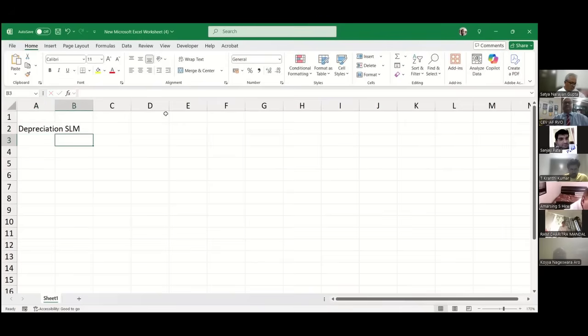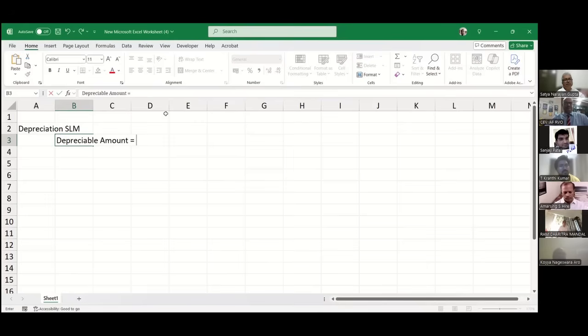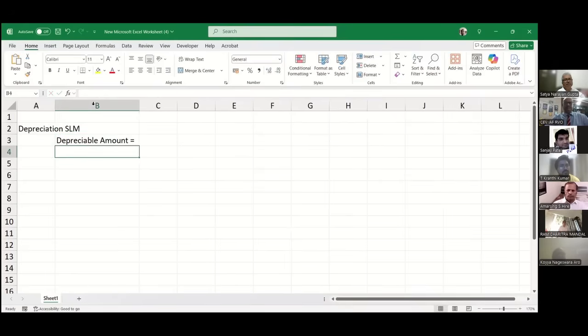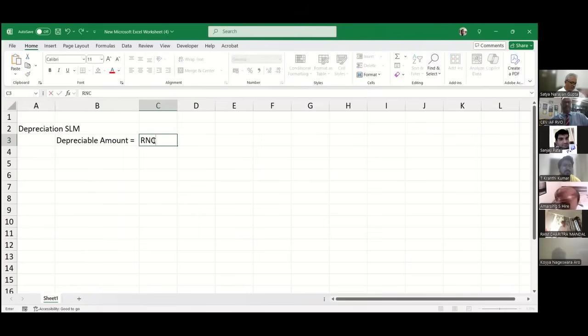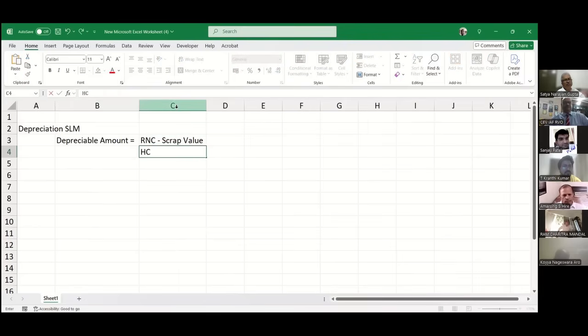Straight line method, say. Okay. So first you have to find out the depreciable amount. What do you mean by the depreciable amount? It is the total amount that can be depreciated during its economic life. Depreciable amount is the replacement cost new minus scrap value. Yes, we can say historical cost minus scrap or salvage value, whatever word is used.